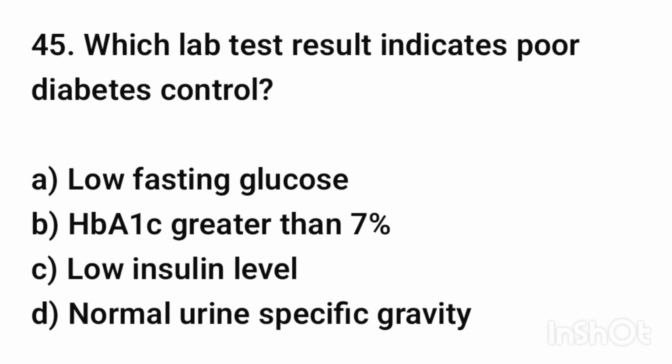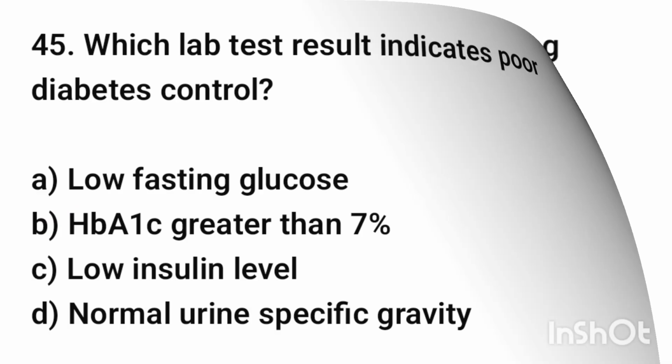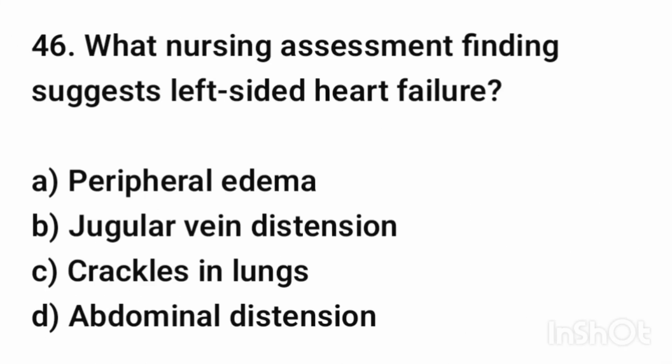Question number 45. Which lab test result indicates poor diabetes control? The correct answer is option B, HbA1c greater than 7%. Question number 46. What nursing assessment findings suggest left-sided heart failure? The correct answer is option C, crackles in lungs.